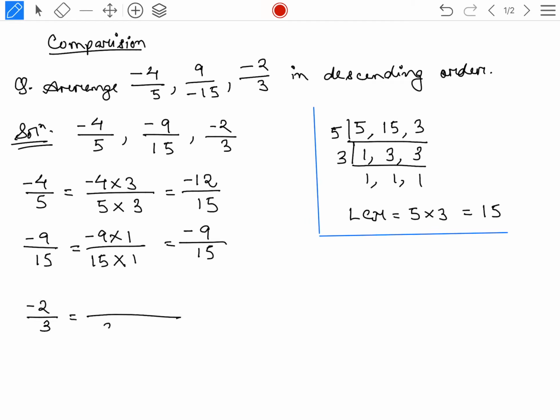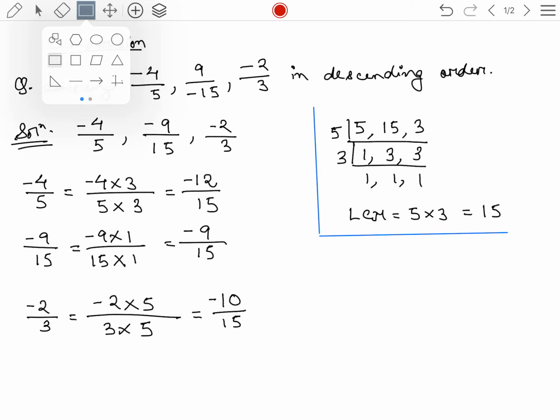Understood? Then the third one, look, it is -2/3. Now we need to multiply 3 by such a number so that the denominator becomes 15. So we know that 3 fives are 15, yes or no? So the numerator should also be multiplied by 5. So 2 fives are 10, and there is a negative sign, so it will be -10/15. Okay, now observe these three: -12/15, -9/15 and -10/15.